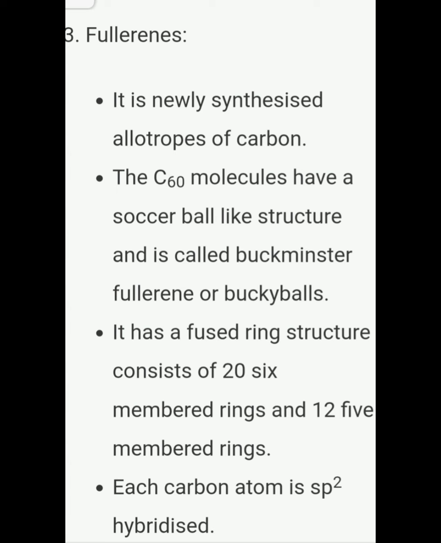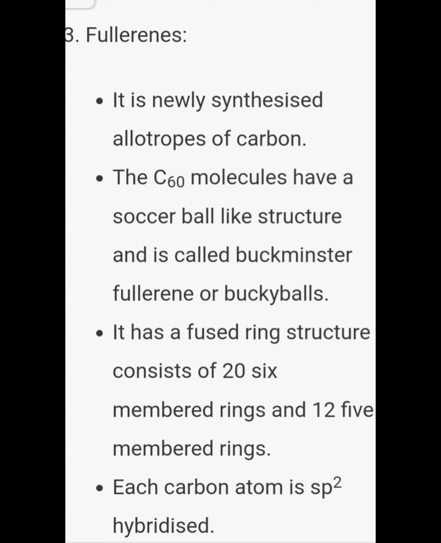Next I will show the diagram for the fullerenes. If you keenly observe the picture, it shows that pentagon and hexagon structures are continuously coming. That's why it is called a 5-membered ring as well as a 6-membered ring. There are 12 five-membered rings, called pentagons, and 20 six-membered rings, called hexagons. Like a normal football, there is a pentagon and a hexagon structure coming continuously.